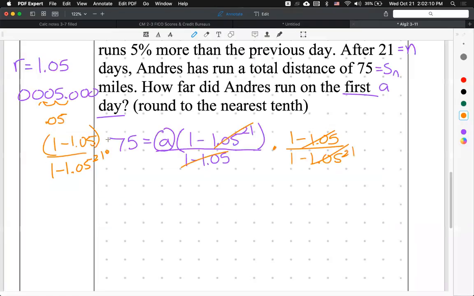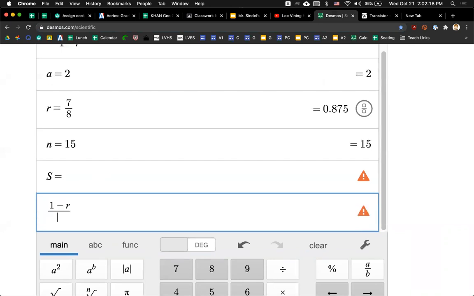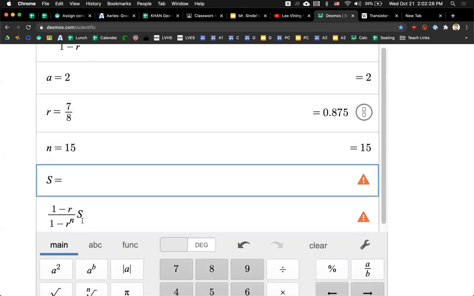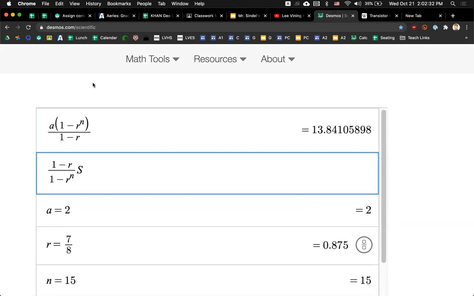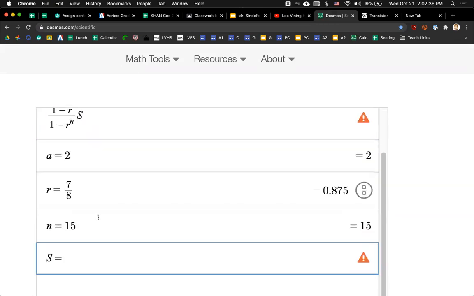And then down here, what does our formula look like? Well, I did 1 minus our common ratio. So 1 minus the common ratio, and I need to put this in, I'll just make fraction first. 1 minus the common ratio, and then on the bottom it was 1 minus the common ratio to the power of n, and I multiply that by s. Okay, well, it doesn't know what that is because I haven't typed that in. So now I have two equations. Maybe I can grab that guy, put it up here, command x, and just paste right there. Okay, so those are the two types of equations I have, depending on what I have.